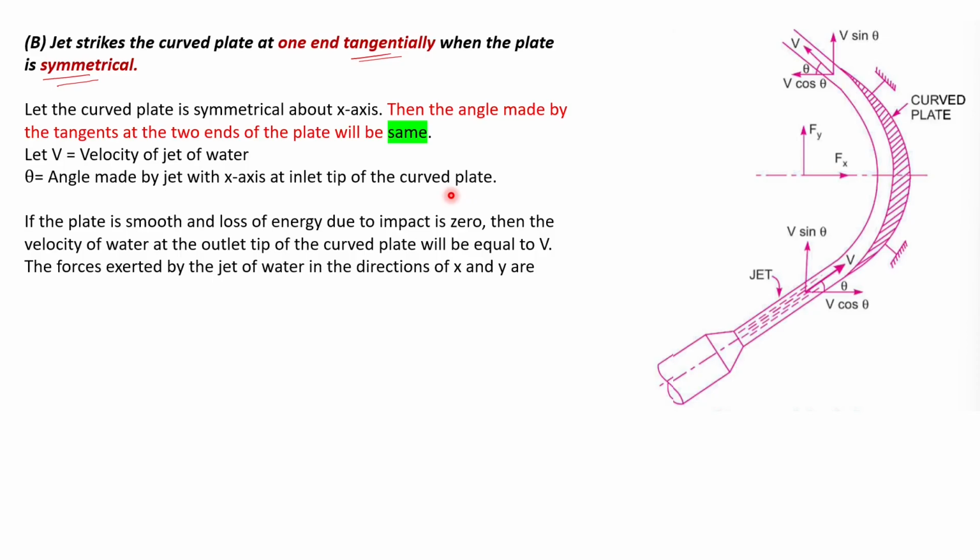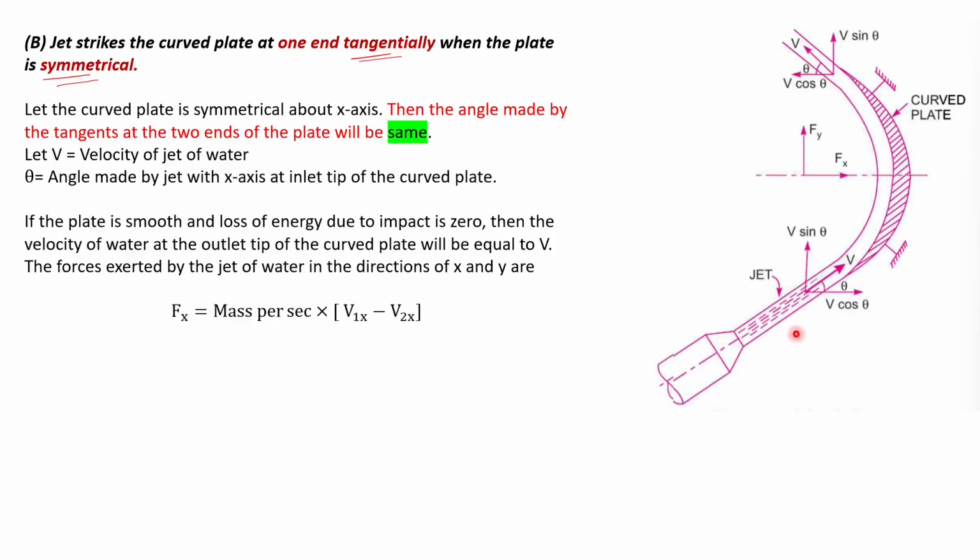If the plate is smooth and we have already assumed that there is no loss of energy due to the impact, then the velocity of the water at the outlet tip of the curved plate will be equal to v. So at the outlet tip the velocity will be v. The forces exerted by the jet of water in the direction of x and y are, we can find the force Fx. So Fx is equal to mass per second into v1x minus v2x.